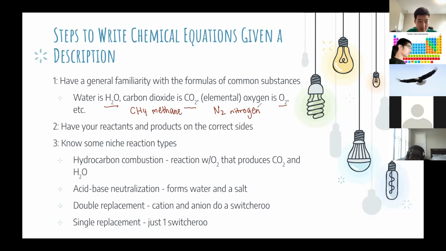Okay, so your second step would be to have your reactants and products on the correct side. Obviously, this is important. So usually if you're taking a quiz, yeah, O3, ozone, is an allotrope. Allotrope basically means it's a way that you could find the element in nature, but it's just not as common.